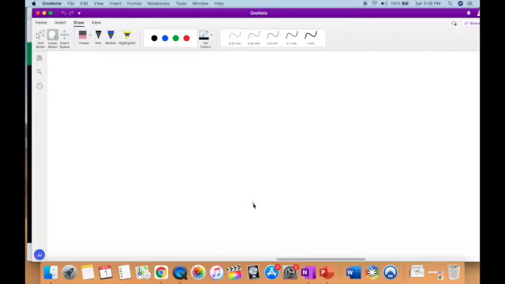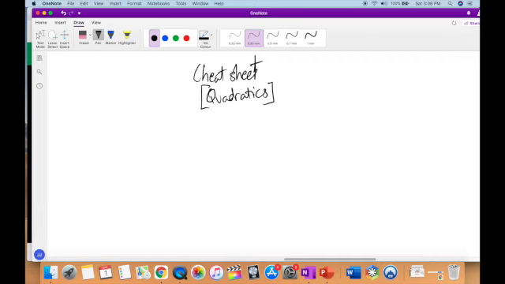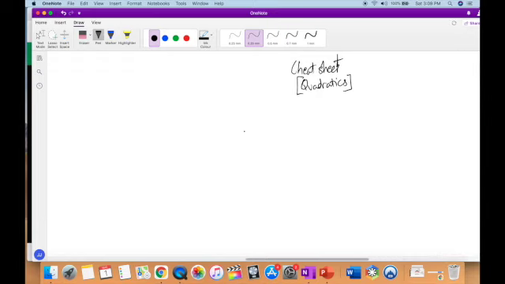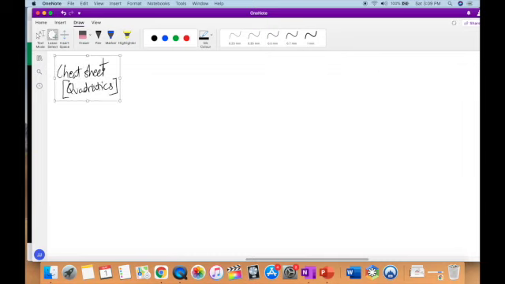Last week, or last class, we got an introduction to quadratics. So let's talk about the cheat sheet for quadratics. And you know how important these cheat sheets are, because they allow us to quantify everything that we need to know for every topic. So you should be doing a cheat sheet for every topic, right?